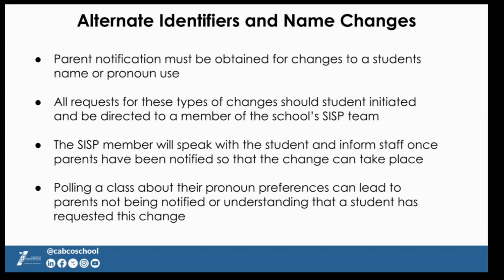Under the Parents' Bill of Rights, parents must be notified when a student requests to be called by a different name or use alternate pronouns due to their gender identity. If a student asks you for this kind of change, the student should be directed to speak with a member of the school's CISP team. The CISP team member will speak to the student about notifying the parent.